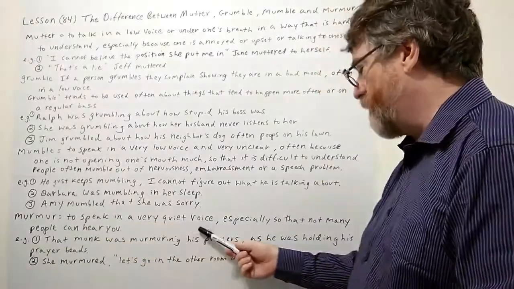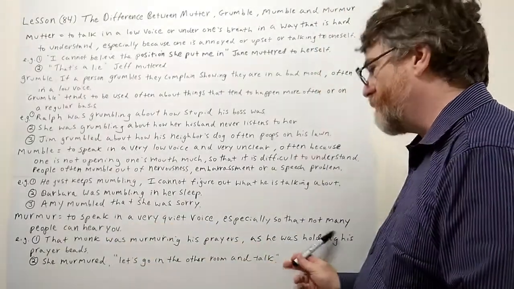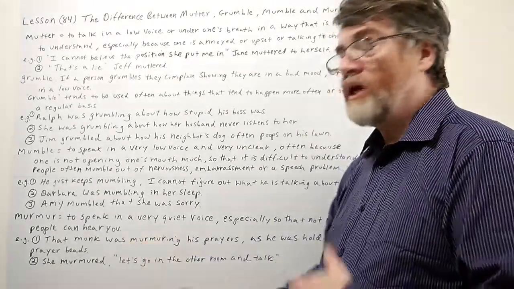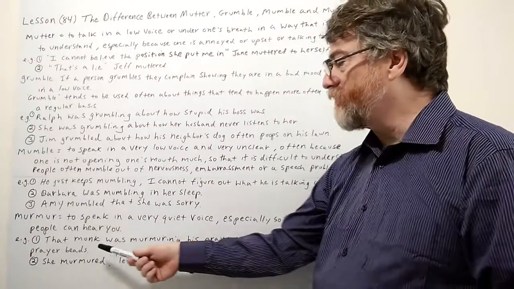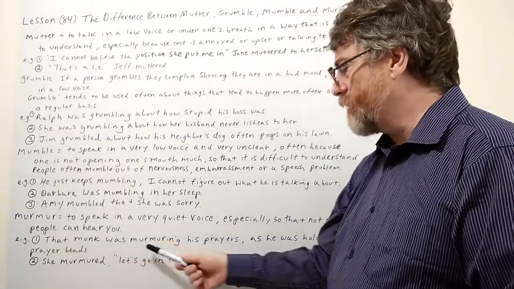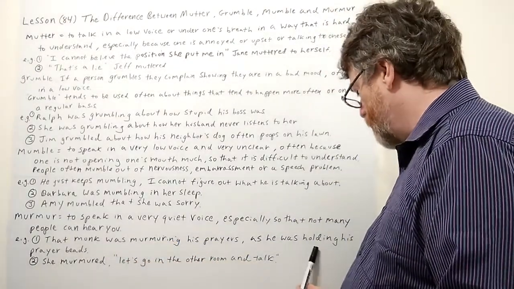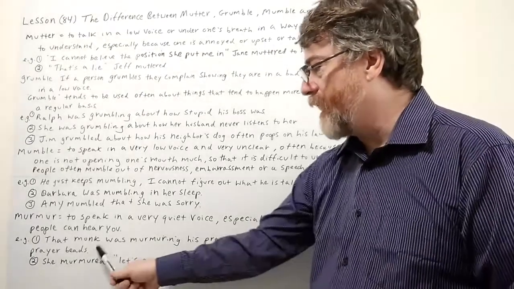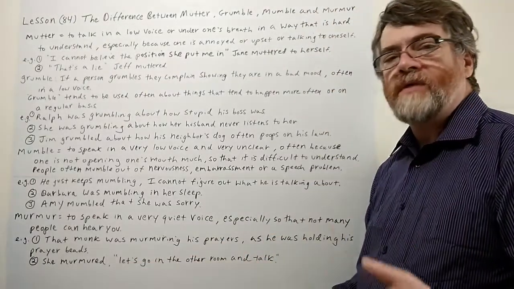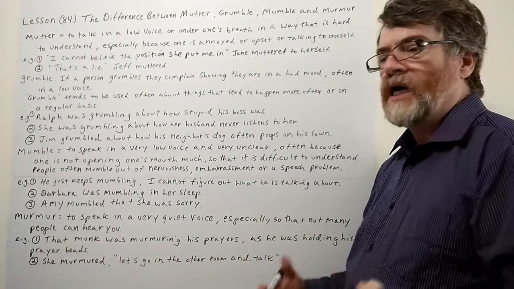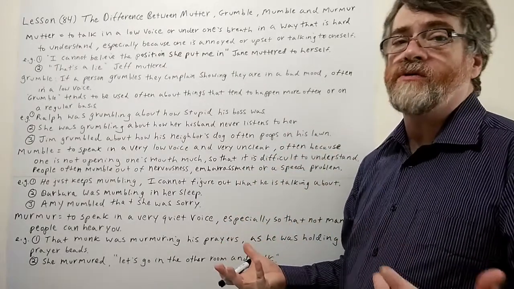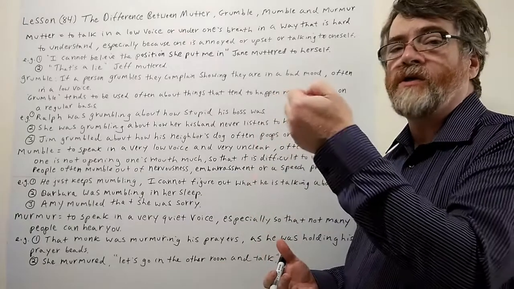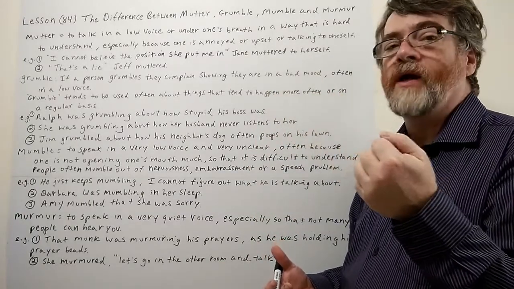To murmur is to speak in a very quiet voice, especially so that not many people can hear you. Yeah, purposely you're probably speaking low. All right, let's look at the first example. That monk was murmuring his prayers as he was holding his prayer beads. Maybe he's in the park, or on a bus or on the train, and he doesn't want to speak too loudly. He doesn't want to disturb other people, but he still wants to say his prayers. So he might be holding it, and you see his lips moving.